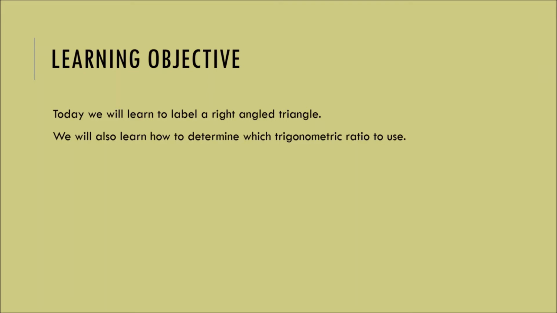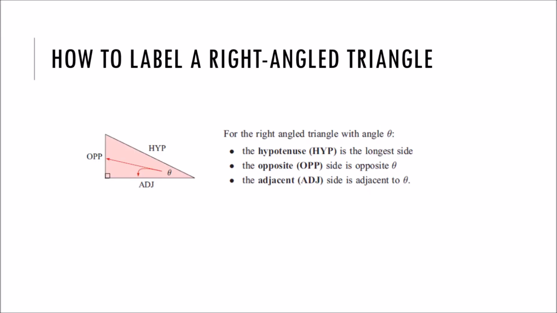Today, we will learn how to label a right-angled triangle, and we'll also learn how to determine which trigonometric ratio to use. To label a right-angled triangle, there are three definitions we need: hypotenuse, opposite side, and adjacent side. A hypotenuse is the side opposite your right angle. It's also your longest side. Remember, you do need a right angle in order for the hypotenuse to exist.